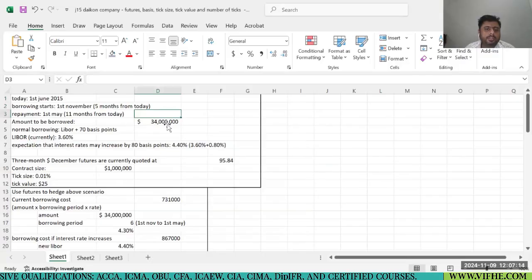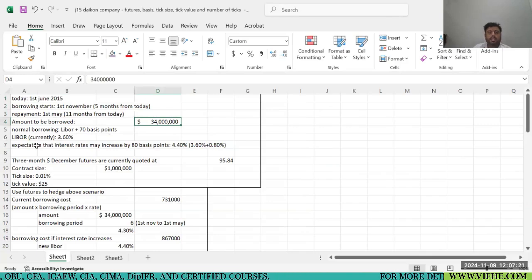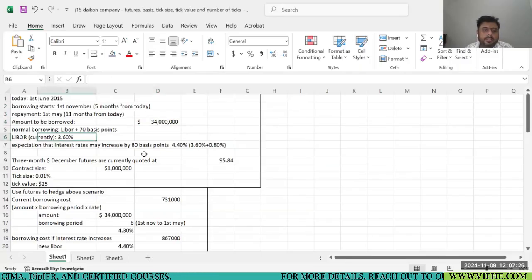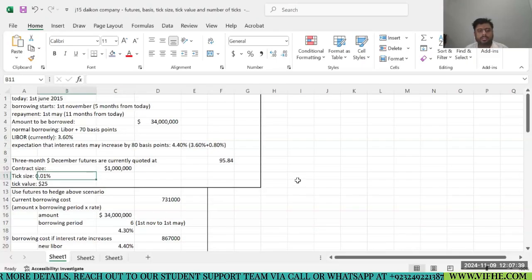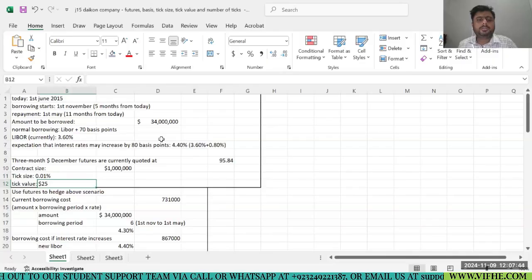Amount to be borrowed is 34 million. Normal borrowing rate is LIBOR plus 70 basis points, that is 0.7. And currently LIBOR is 3.6. Expectation that interest rates may increase by 80 basis points. So LIBOR will become 4.4. 3-month dollar December futures are currently quoted at 95.84. This was given to you in the question. Contract size is 1 million and tick size and tick value is also given. So this information is from your question, which I have summarized over here.